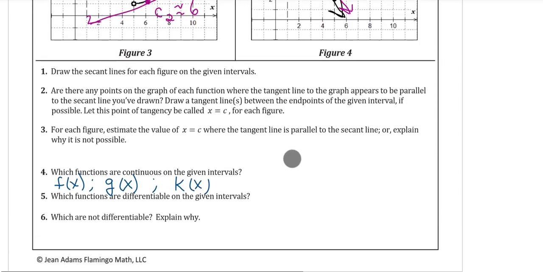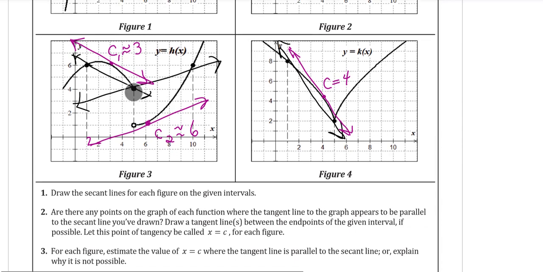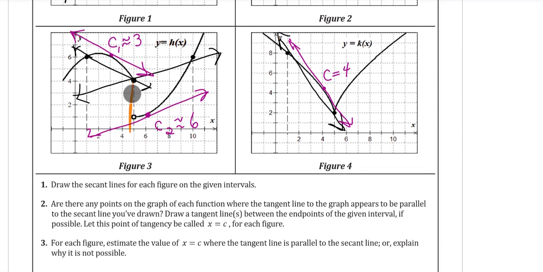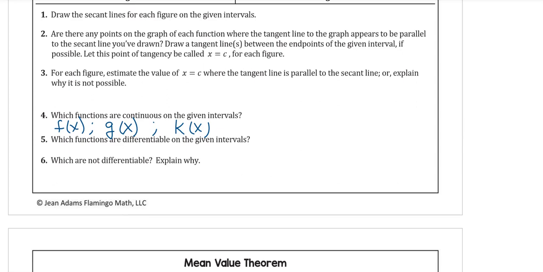H of x had a jump in it, so it is not continuous because we have a jump right there. Okay, which functions are differentiable on the interval? Well, there are only 2, and those 2 are going to be f of x, because that was a nice smooth polynomial curve, and the last graph, k of x.